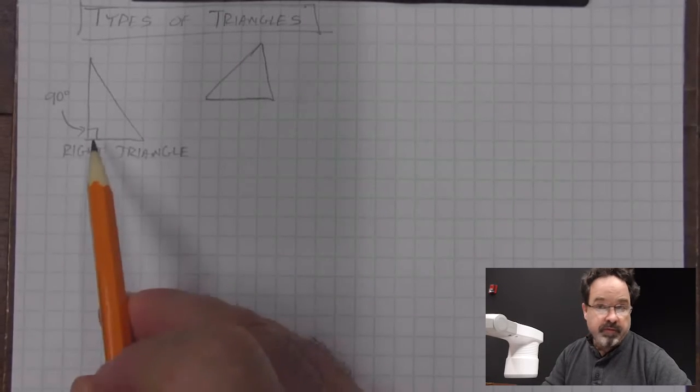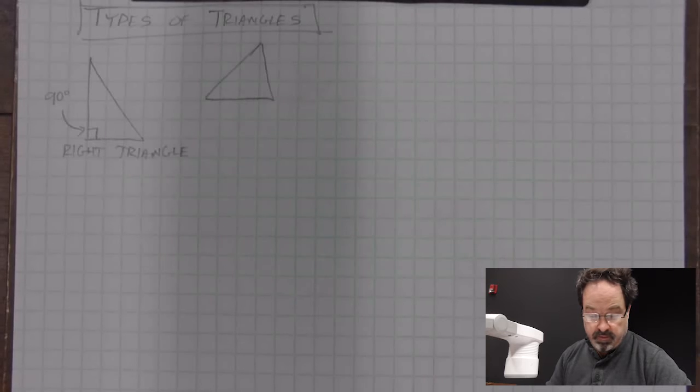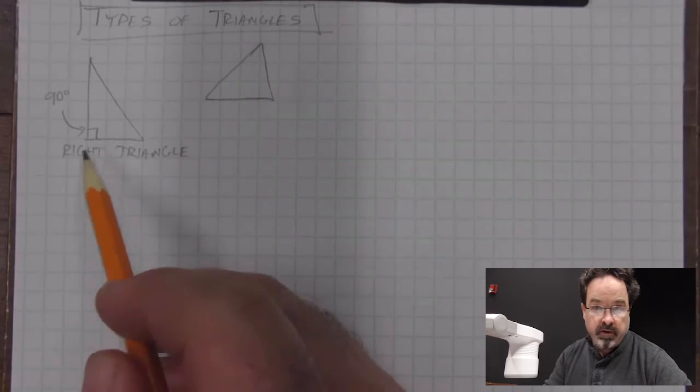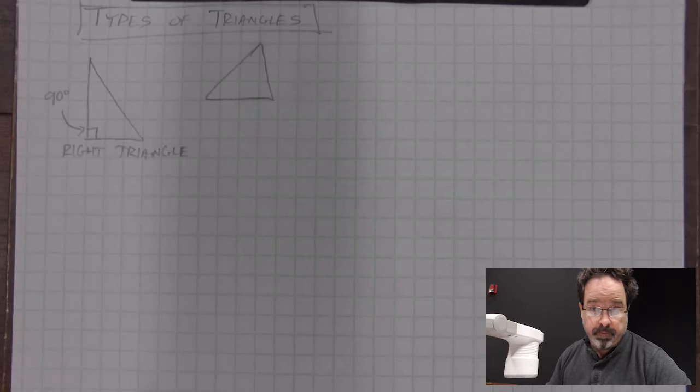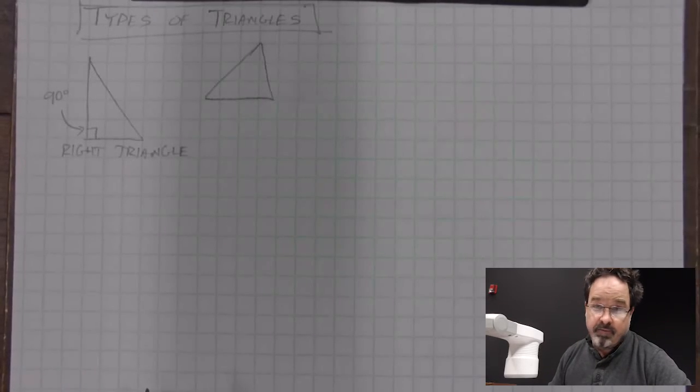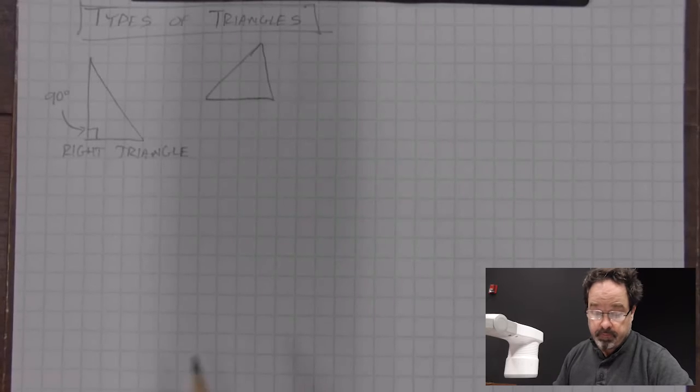This right angle has a measure of 90 degrees. And because this triangle has a right angle in it, we can call it a right triangle. Any triangle that has one right angle in it is a right triangle. A triangle can't have more than one right angle.